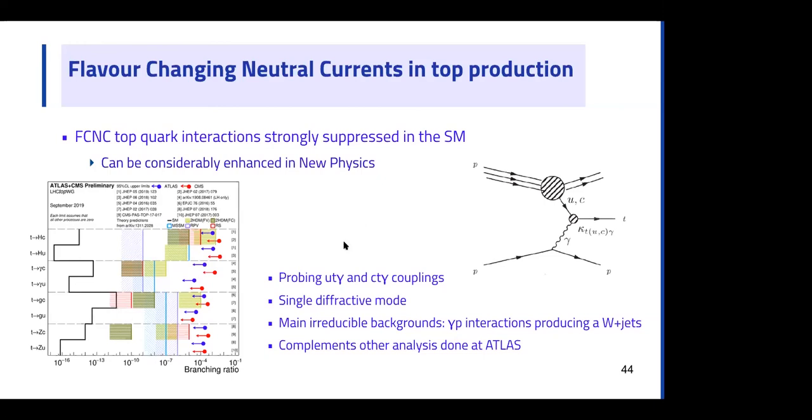One process that can be used to help in these measurements is the single diffractive top quark production of this type, produced through the interaction of a photon with a quark, and we would have a top here. This process would help complement the measurements that are done only with the central detector. It could help improve the measurements with a very different process that also has very different systematics. This is one of the processes we're interested in and we will be working on.